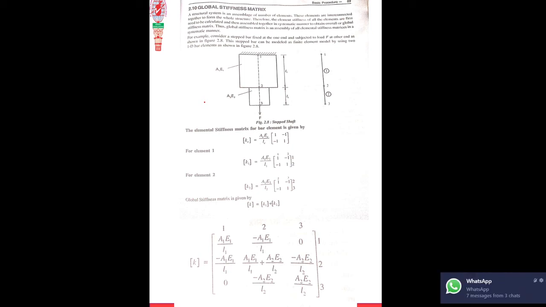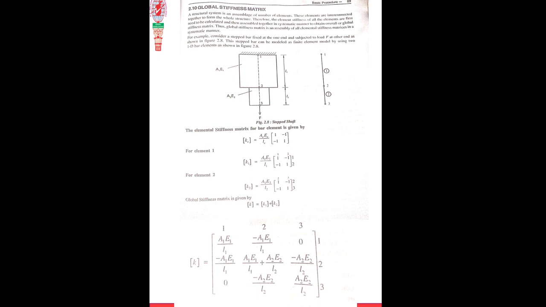Assembly of overall. Yes. So once you calculate the stiffness matrix for each element, you need to assemble it. That is called global stiffness matrix. So the stiffness matrix depends upon the number of elements. If 10 elements are there, you will get 10 K values, K1, K2, K3 up to K10. So finally we need to assemble it. How to assemble it? That is very important. That is known as global stiffness matrix.